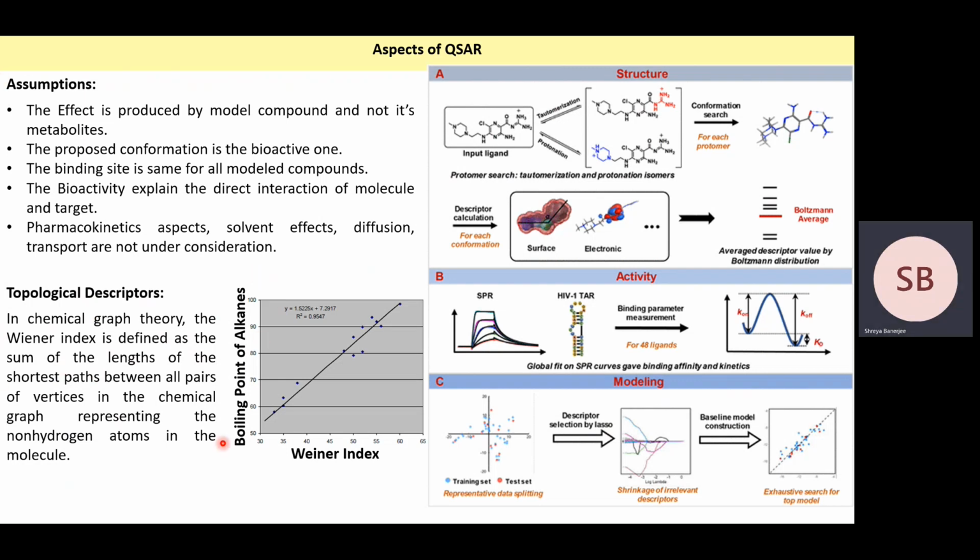Now, if you have a plot of the Wiener index versus the boiling point of alkanes, you can see that as the Wiener index increases, which means basically as the molecular weight of the alkanes increases, the boiling point also increases, which is expected because with higher molecular weight, the surface area of the alkanes increases, and this leads to higher van der Waals forces.